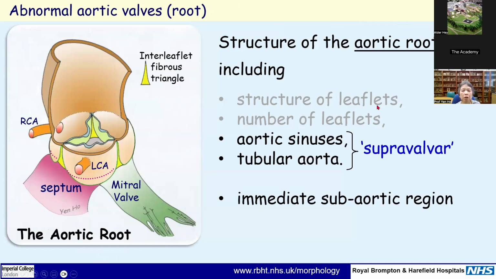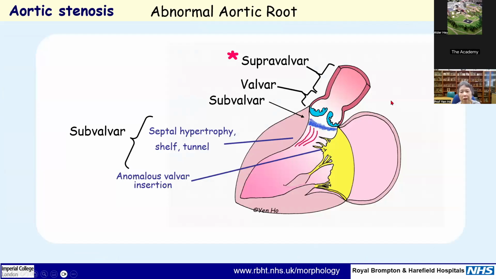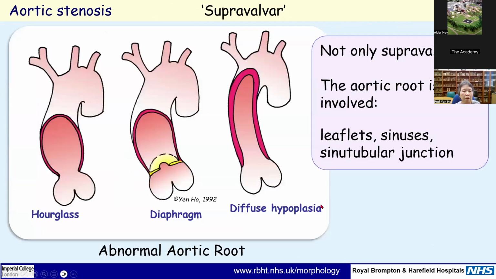So in terms of the aortic root, I just briefly want to bring in the supravalvar region also, because it's actually part of the aortic root. So in terms of aortic stenosis, for example, you may have supravalvar and valvar. I think supravalvar very much incorporates also the valvar part. So just briefly then, you may have this sort of configuration, the hourglass configuration, a diaphragm type, or a diffuse type of configuration. But most of these would also involve the leaflets, the aortic sinuses, and the sinutubular junction.